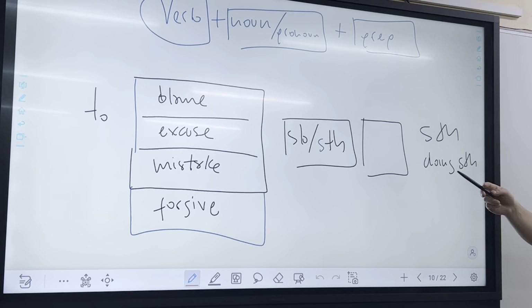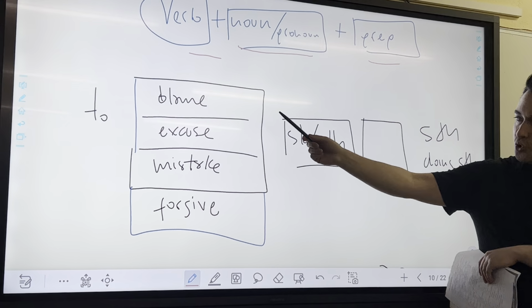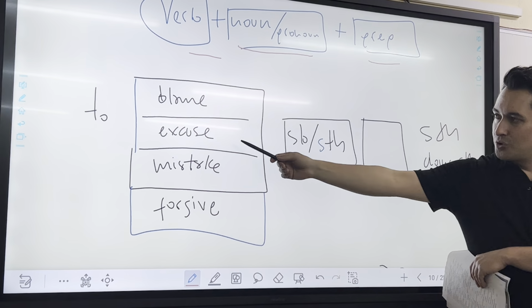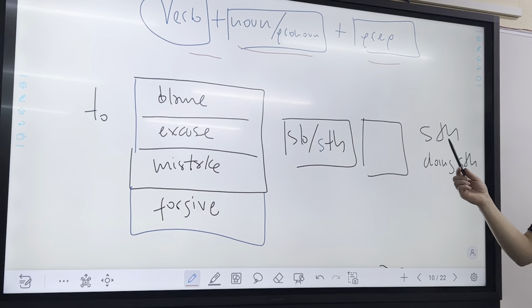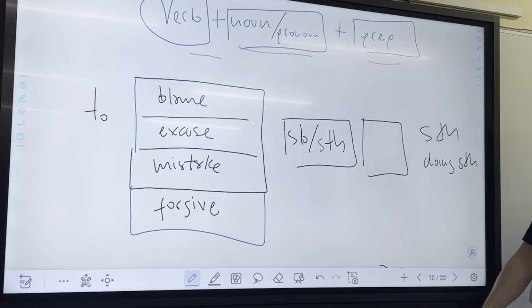Okay, another pattern. Verb, noun or pronoun, and then preposition. To blame somebody doing something. To excuse somebody doing something. Mistake somebody doing something. Forgive somebody doing something. What is the best preposition in this pattern? Okay, give us a full sentence with one of them. To blame someone for something. Yeah, blame somebody for something.